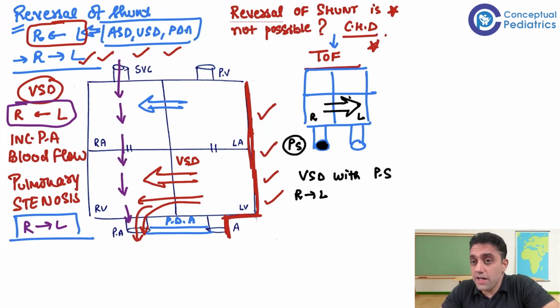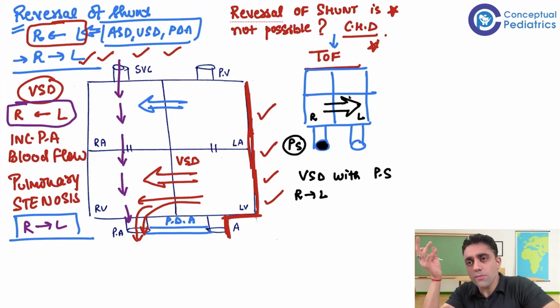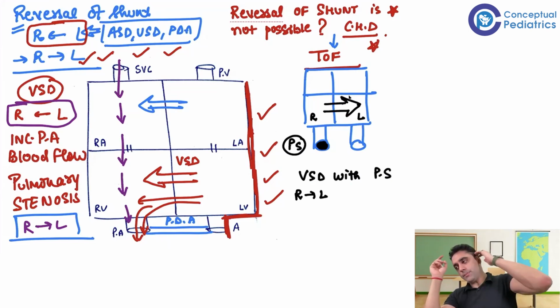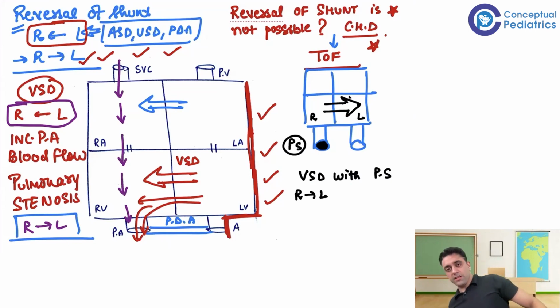ASD, VSD, PDA individually are all left to right shunts. Whereas in tetralogy of Fallot, there is a VSD with pulmonary stenosis. So the shunt of VSD was never left to right. It was always right to left by birth. That is why reversal or Eisenmenger syndrome is not possible in tetralogy of Fallot. So this is a very important exam question: reversal of shunt is not possible in which congenital heart disease? The answer is tetralogy of Fallot.